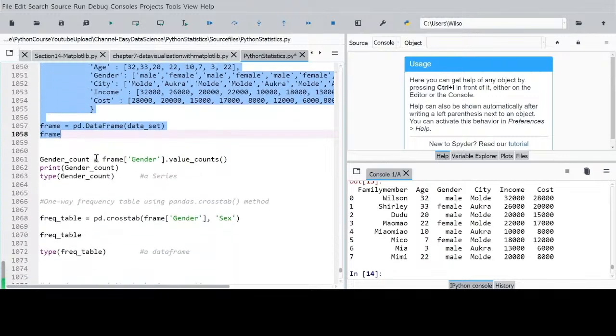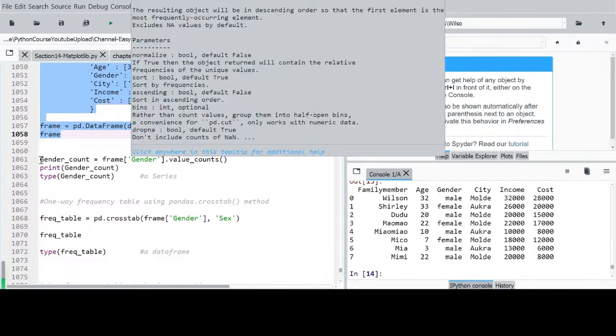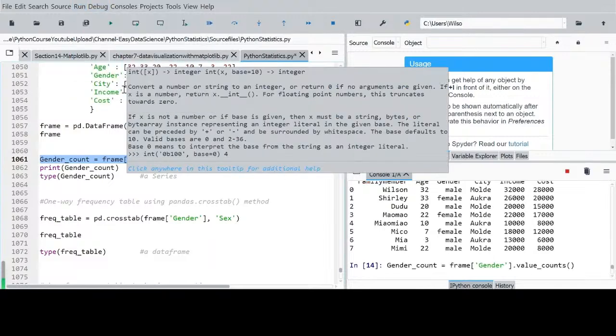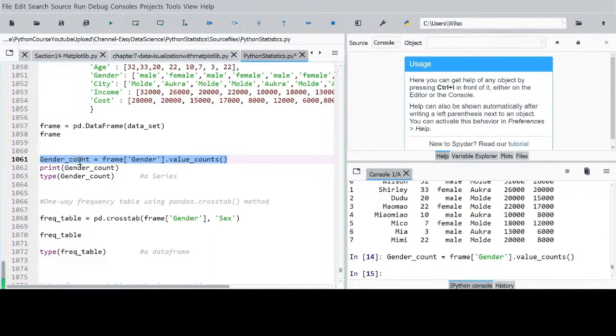So say if we want to create a frequency for the variable gender in the data frame, we can use frame, brackets with gender in quotes, which means we select the frame's gender column. Then use dot value counts parentheses, the method or function for calculating the frequency. The result is assigned to the gender counts object.